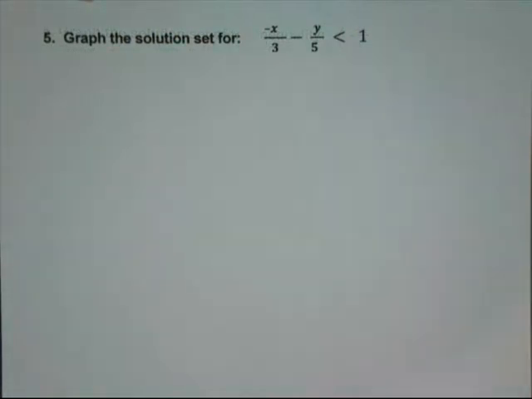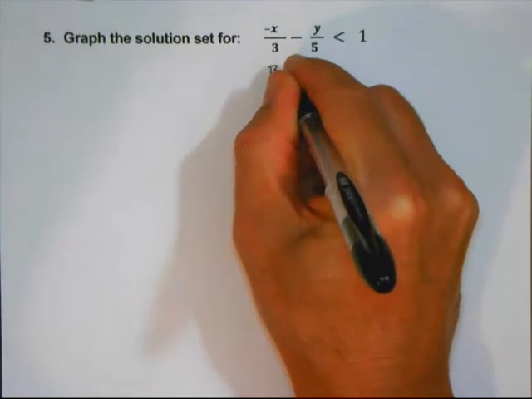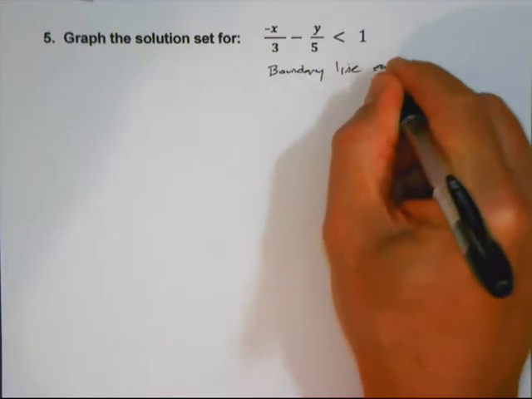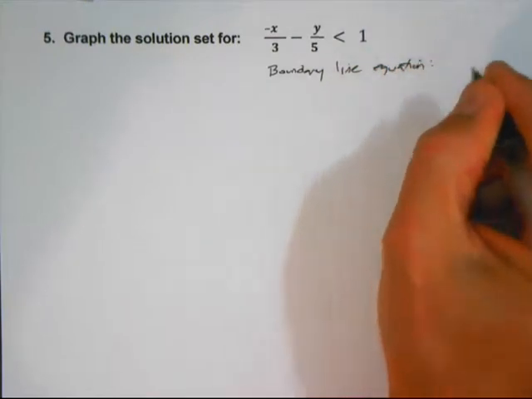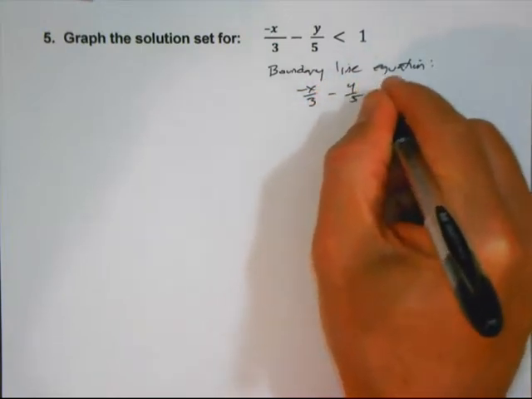Exercise number 5, an alternate solution. Graph the solution set for negative x over 3 minus y over 5 is less than 1. Okay, firstly, we notice this is a linear inequality, 2 variables. So we know we're going to have a half plane for the graph. How about that boundary line? Well, the boundary line equation here could be negative x over 3 minus y over 5 equals 1.